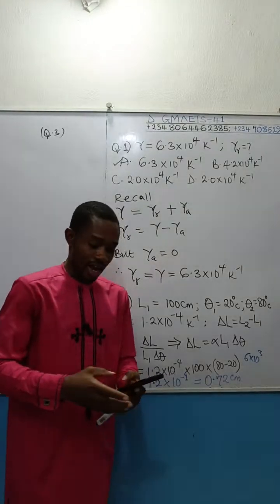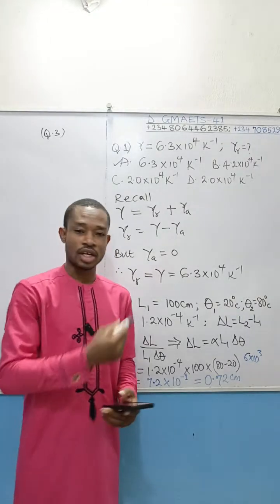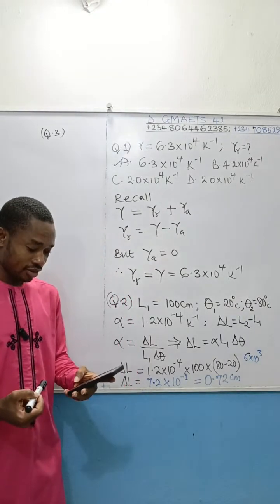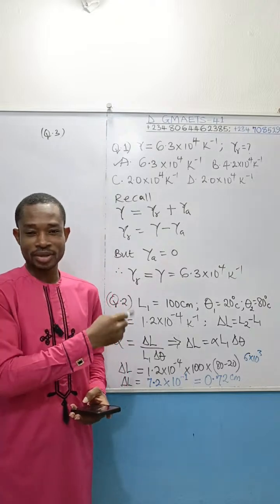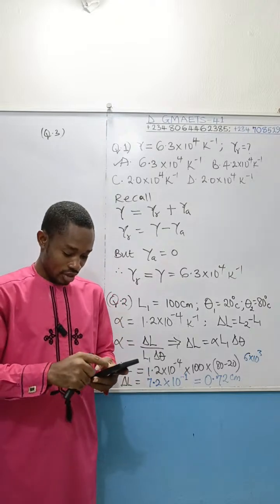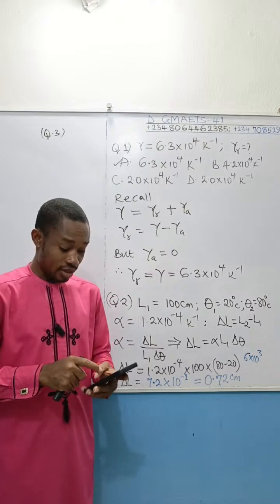So like I said, the correct option is not there as provided. Group 1 must tell us where you got all these your options from. Let us move on to our next question, number 3.